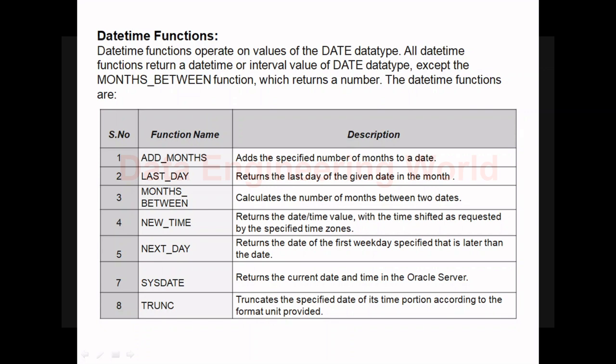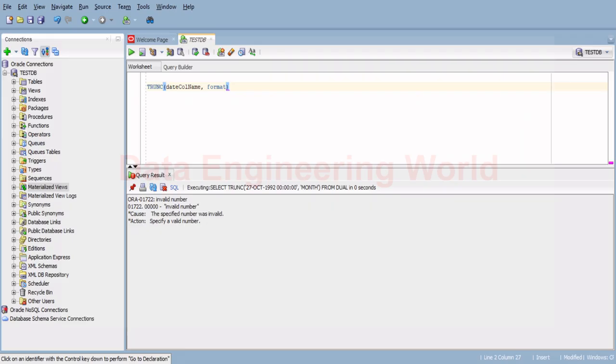The last datetime function is trunc, which truncates the date to the format specified. Let's look at the syntax of this trunc function. So here is the syntax of the trunc function. We need to pass two parameters as input. The first parameter should be of date kind and the second parameter is the format to which we want to truncate this date column.